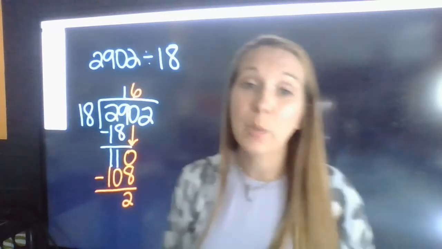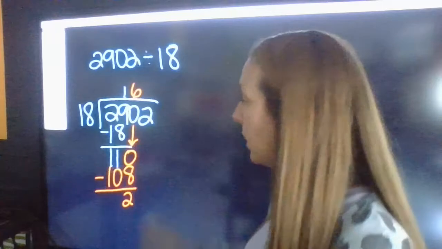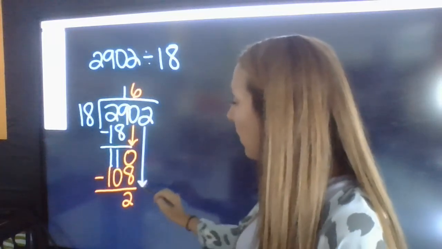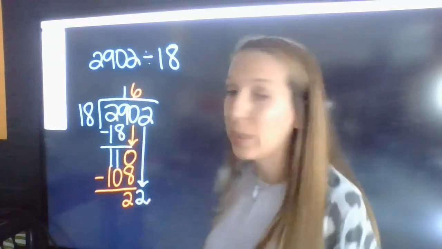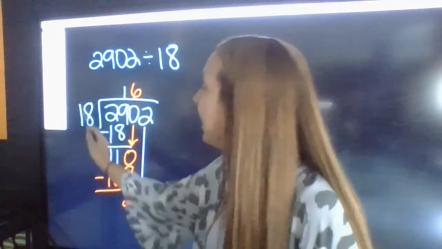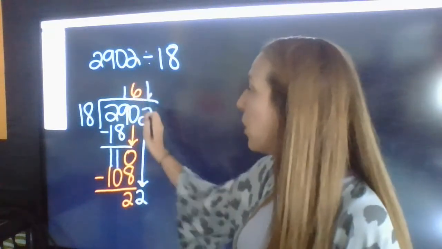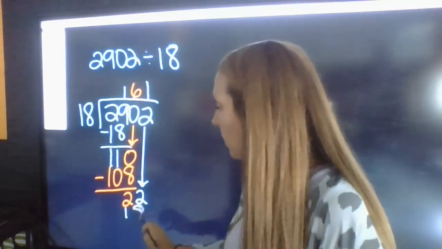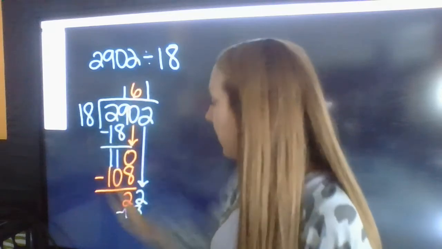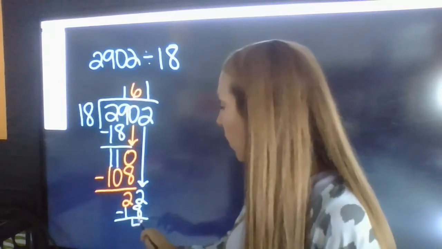Well, if you notice, we still have another digit to bring down. So we're going to bring down that 2, and we get 22. So 18 will go into 22 1 time. 1 times 18 is 18. We're going to subtract and get a 4.